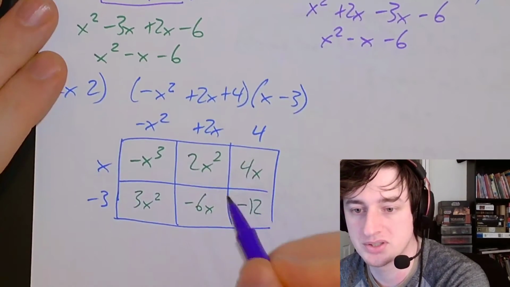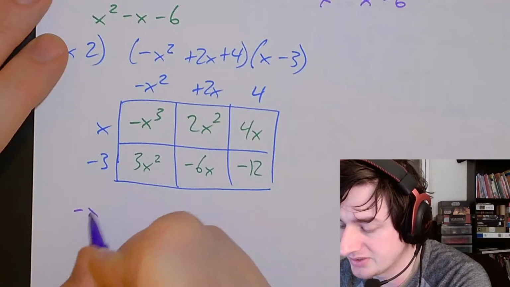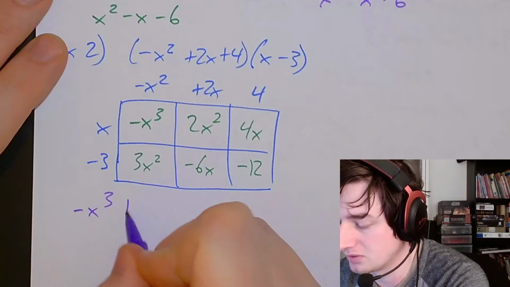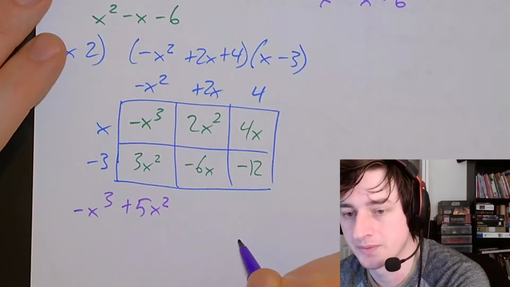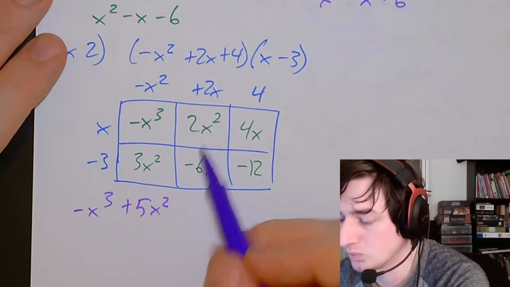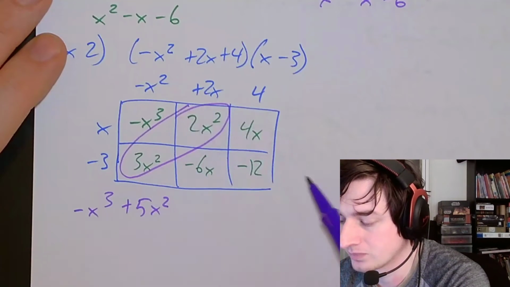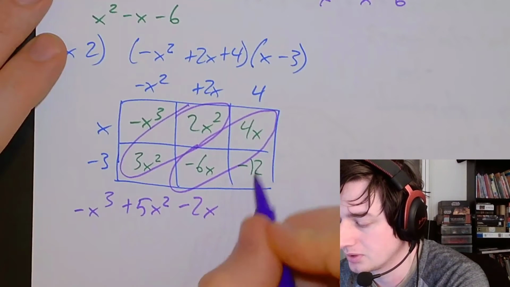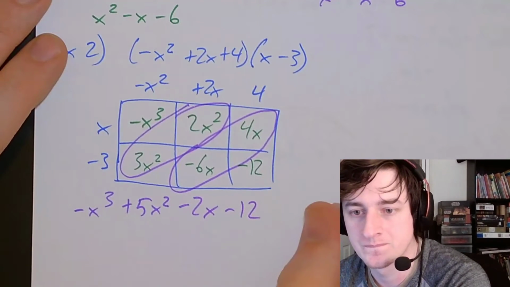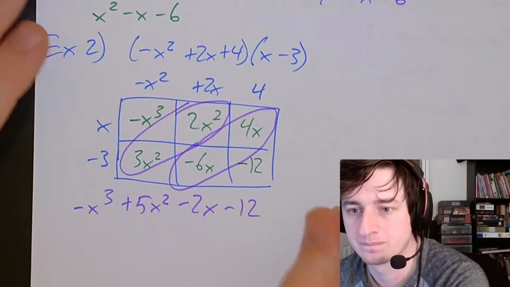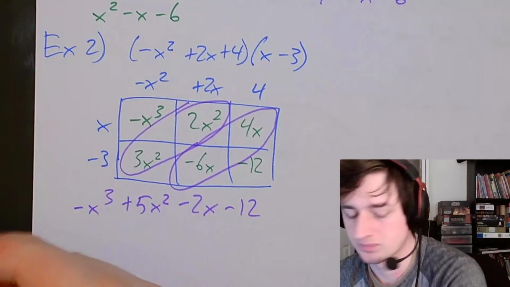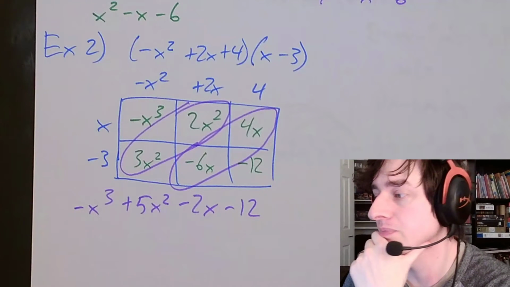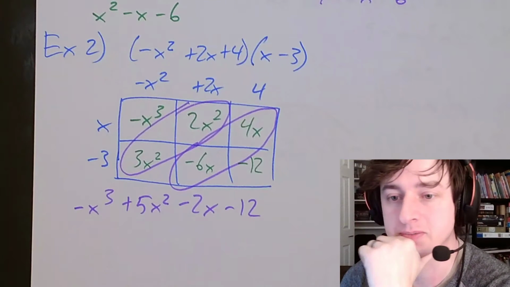Now I'm just going to write the things in the box and combine them. So minus x cubed, I have a 3x squared and a 2x squared. That gives me 5x squared. So that would be these two things. And then the negative 6x and the 4x makes a minus 2x. And then we have a minus 12. Any questions on the bigger box?